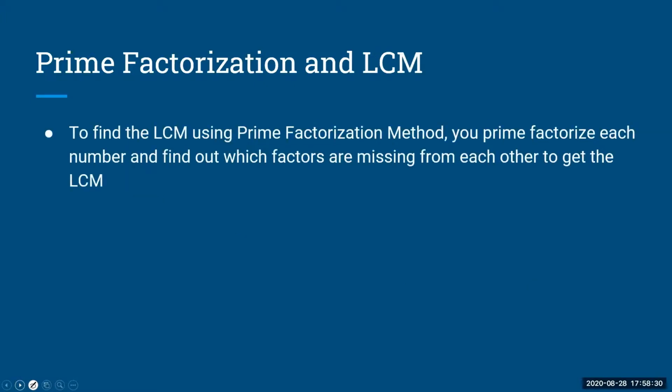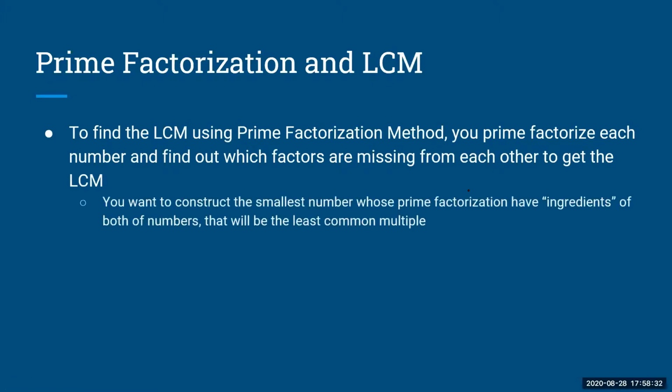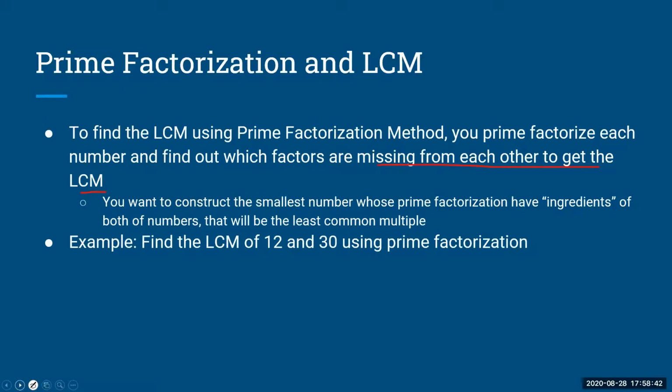All right, least common multiple. So you just want to find out what's missing from 2 numbers. When you prime factorize 2 numbers, you just want to see which factors are missing and then pop them in. You'll see what I mean later. So let's find the LCM of 12 and 30. So you have 12 and 30.